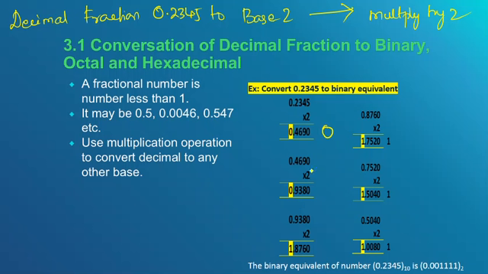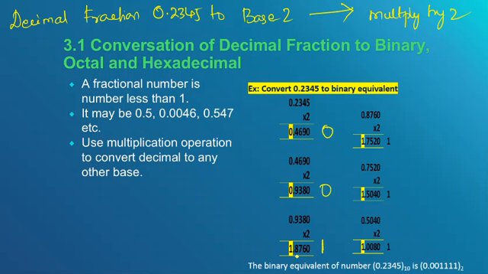Then again the same thing is multiplied by 2 here. It is again 0.9380. Here the integer part is again 0. When 0.9380 is multiplied by 2, it gives 1.8760. Now the integer part is 1. So it is going to be 1 over here.